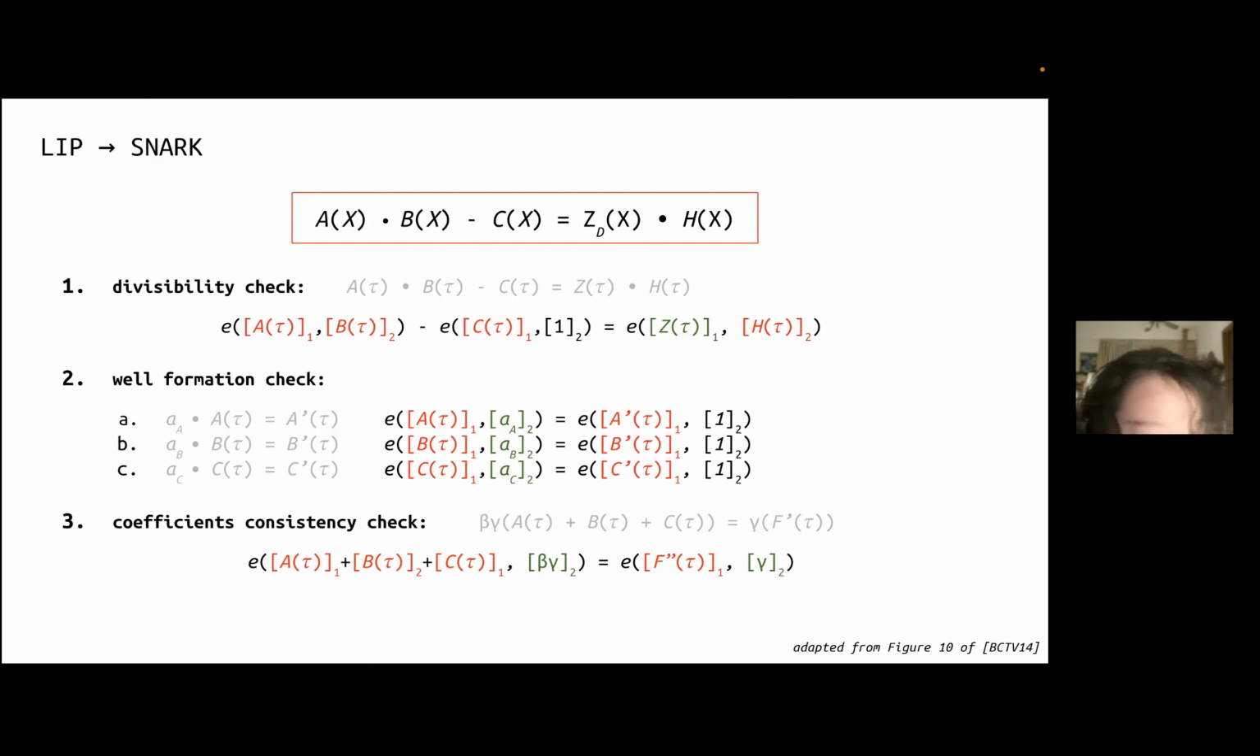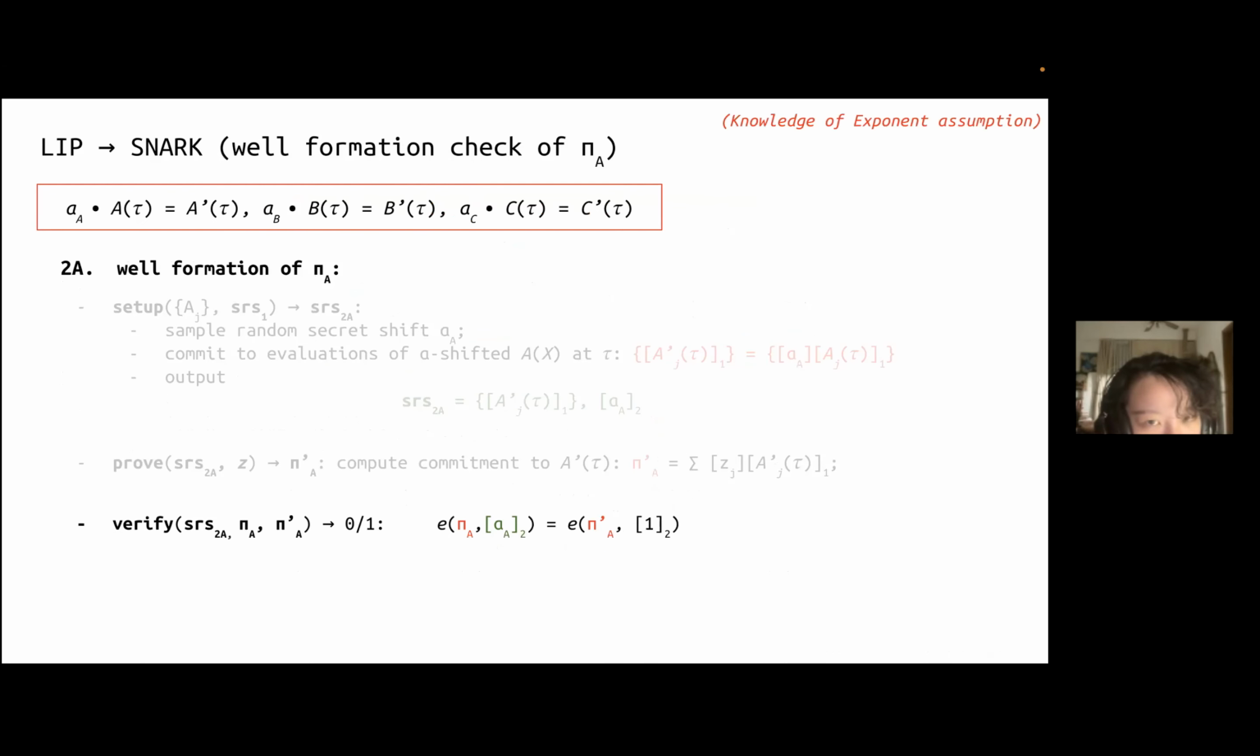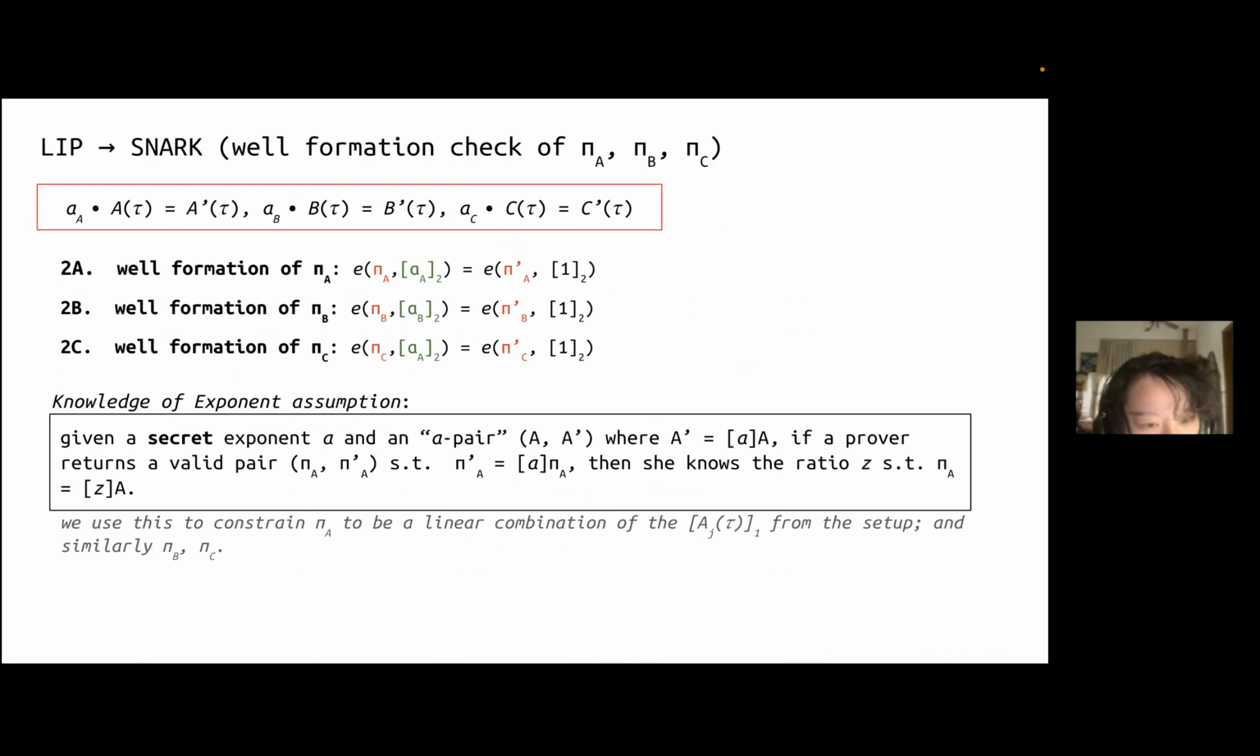Yeah, so number 3 is the coefficients consistency check, and we're going to get to that next. Yeah, well formation check. So we use this to constrain that pi A, pi B, and pi C are well formed, meaning that they use the agreed upon column commitments from SRS1.